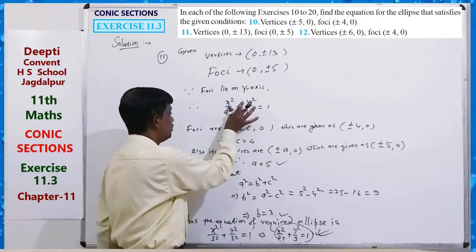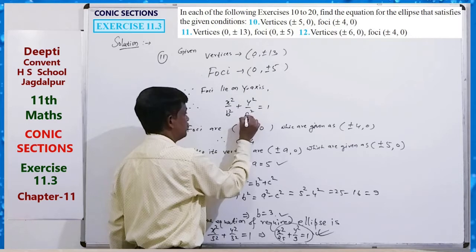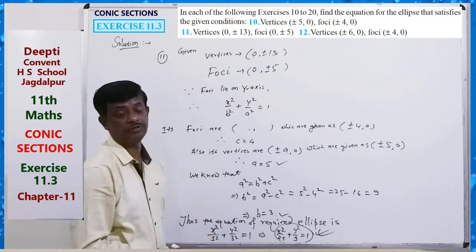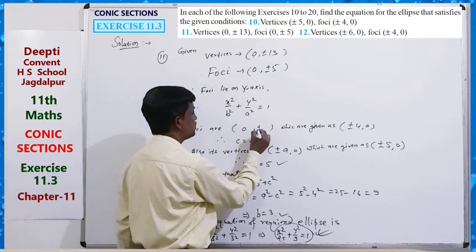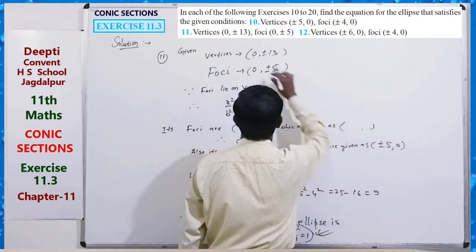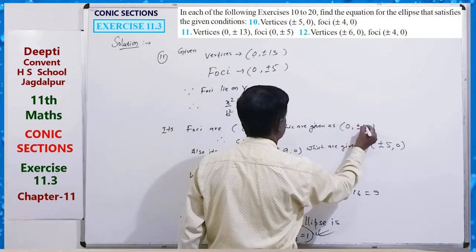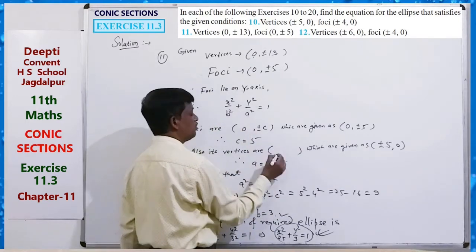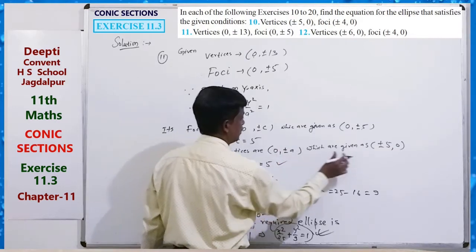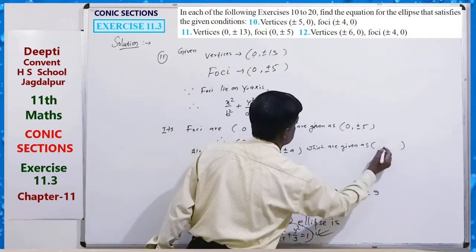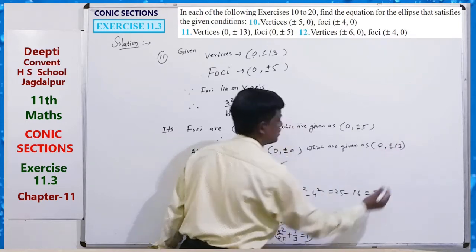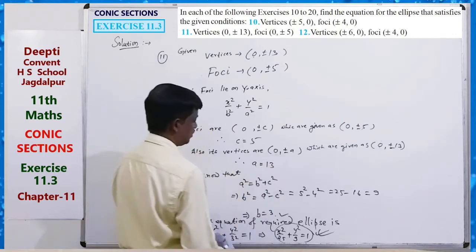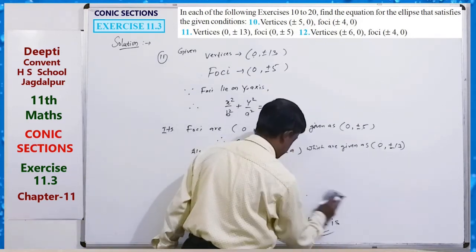Its equation will be what? Here b square, here a square. And its foci will be 0 plus minus c, which are given as 0 plus minus 5. That is, c equals to 5. And its vertices will be 0 plus minus a, which are given as 0 plus minus 13. Just write in this form. Therefore, a equals to 13.